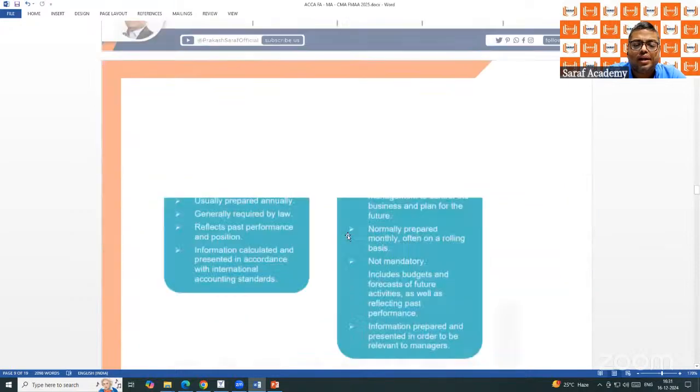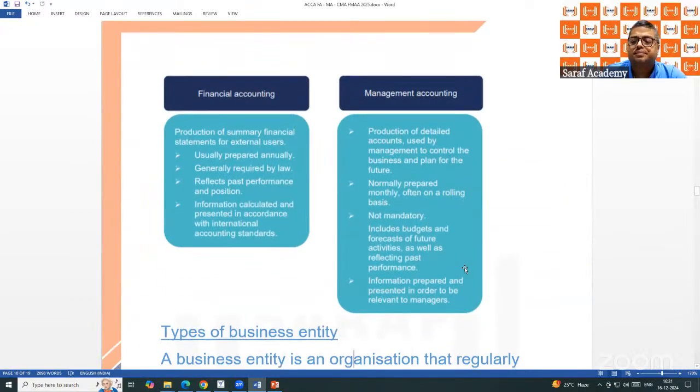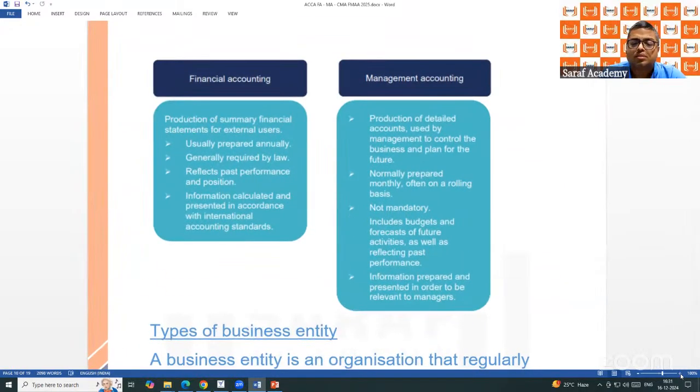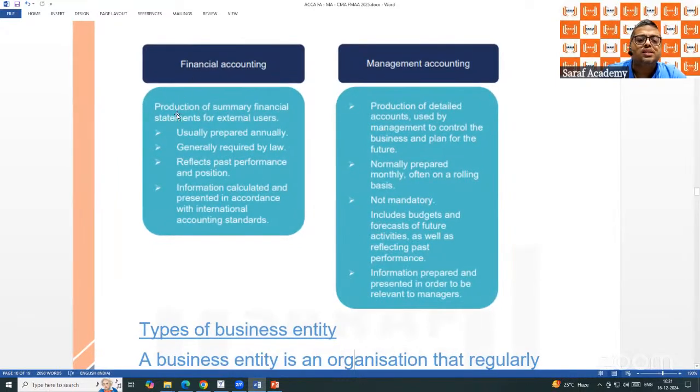It is written here. Financial accounting produces a summary financial statement for external users, prepared annually, prepared by law, reflecting past performance. Information is calculated and presented in accordance with the accounting standards, Indian accounting standards, IFRS, US GAAP and all that.